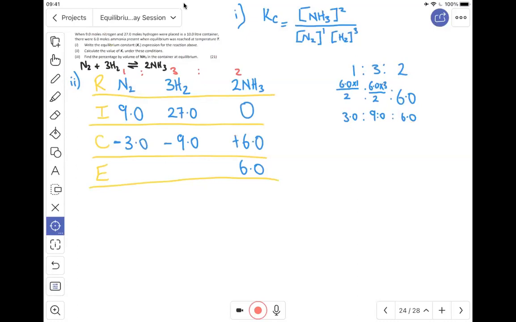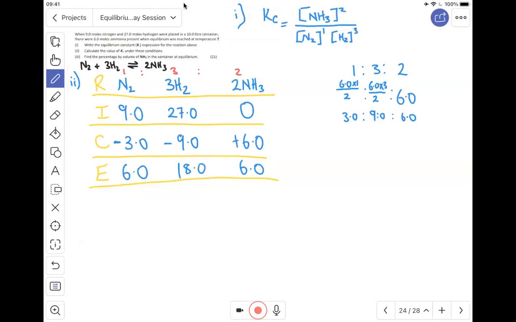To figure out your equilibrium then, you just put these together. 9 minus 3 is 6, so 6.0, and 27 minus 9 is 18.0. So now I've figured out all of my concentrations at equilibrium.